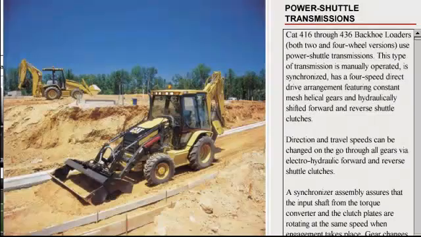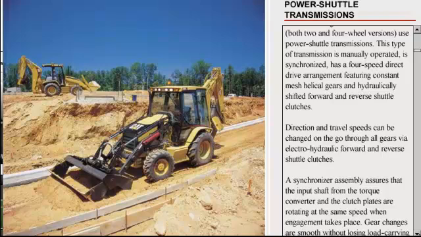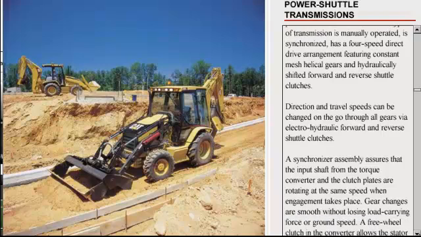Cat 416 through 436 backhoe loaders, both 2- and 4-wheel versions, use power shuttle transmissions. This type of transmission is manually operated, is synchronized, has a 4-speed direct drive arrangement featuring constant mesh helical gears and hydraulically shifted forward and reverse shuttle clutches. Direction and travel speeds can be changed on the go through all gears via electro-hydraulic forward and reverse shuttle clutches.